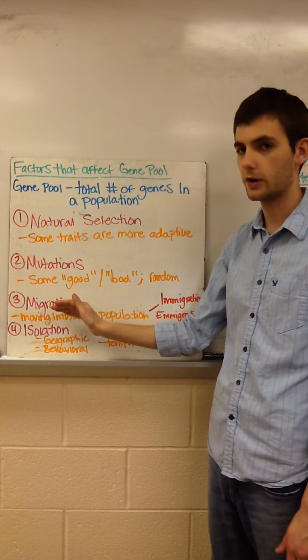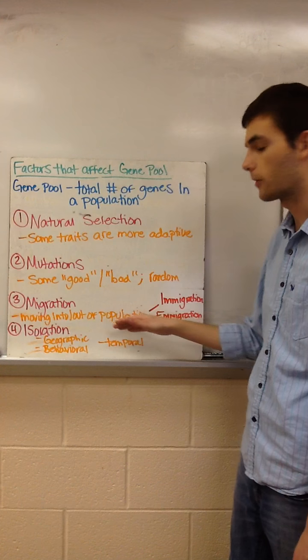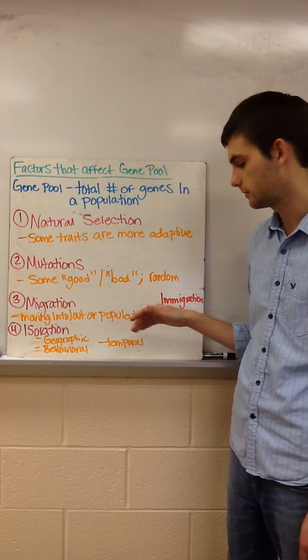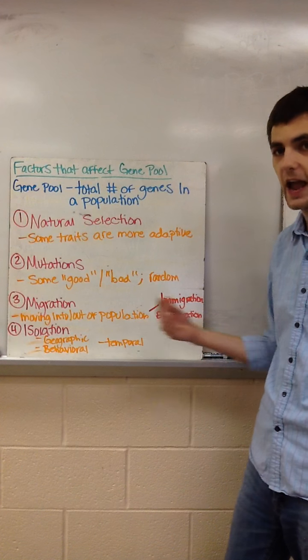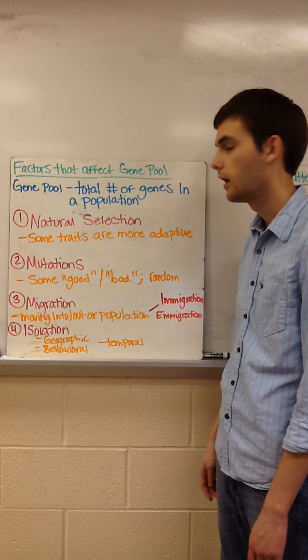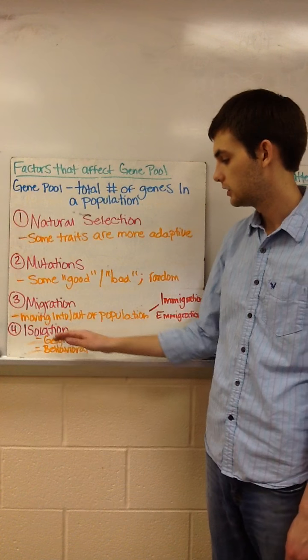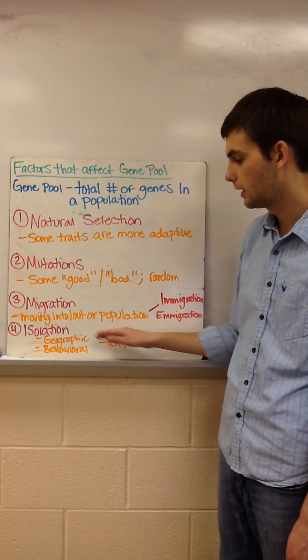The third is migration, and that's the movement of organisms into or out of a population. So immigration is moving into a population. Emigration, with an E, is exiting or moving out of a population. And the fourth factor is isolation, and there are three types: geographic, behavioral, and temporal.